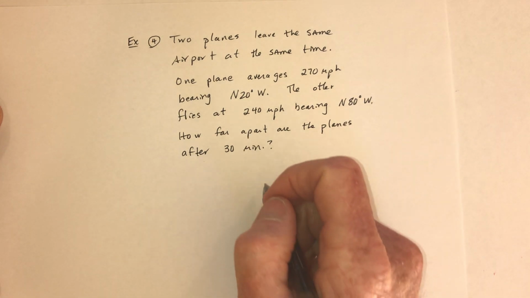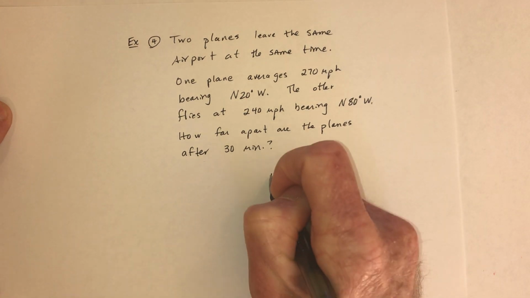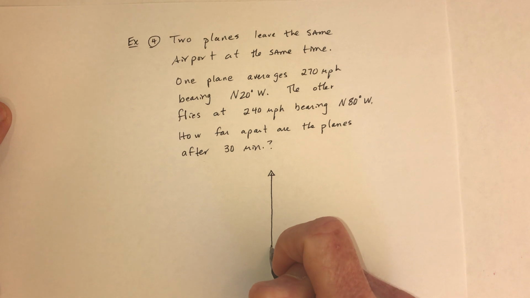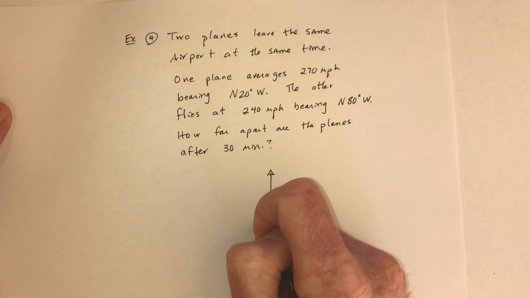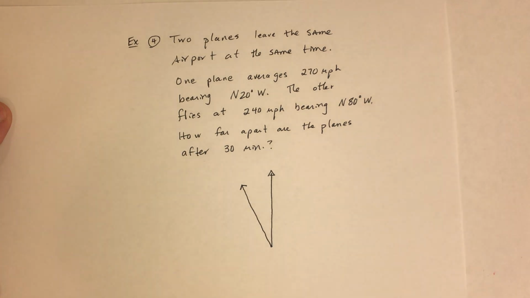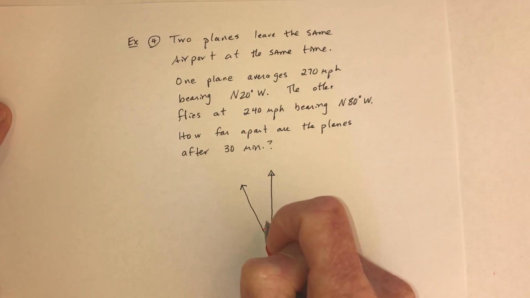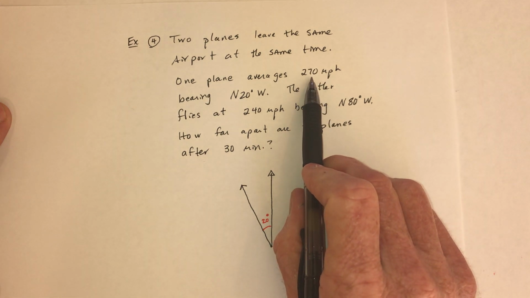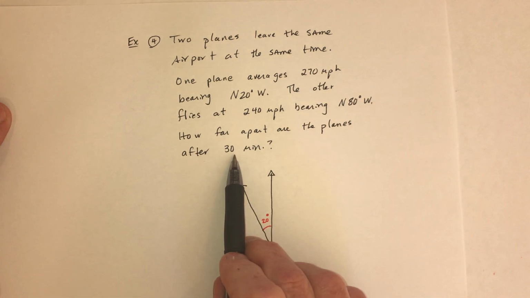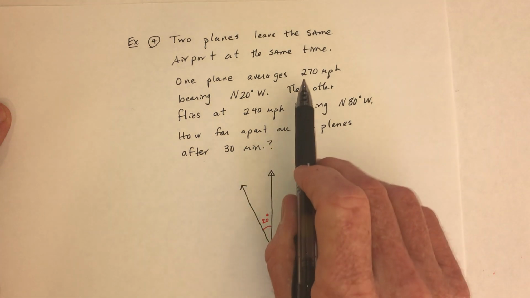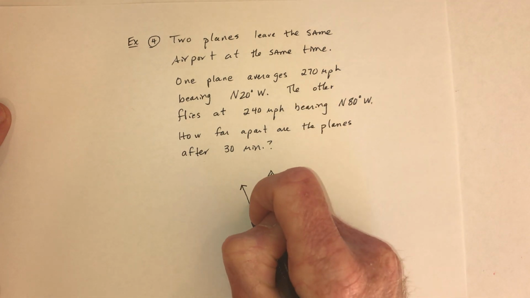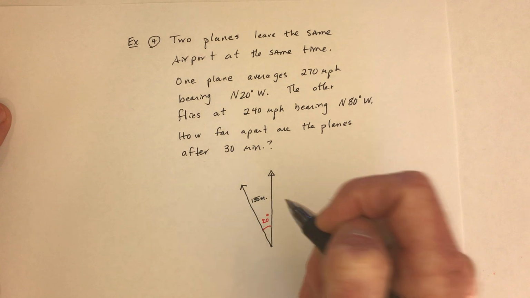All right, so first I'm going to start doing the bearing. So this is going to be the north line. And then this plane goes 20 degrees towards the west. So that is approximately like this. And so this is 20 degrees. Now that plane averages 270 miles per hour, and this is only half an hour. So we need half of this number. So half would be 100, half of this is 35. So this is 135 miles.